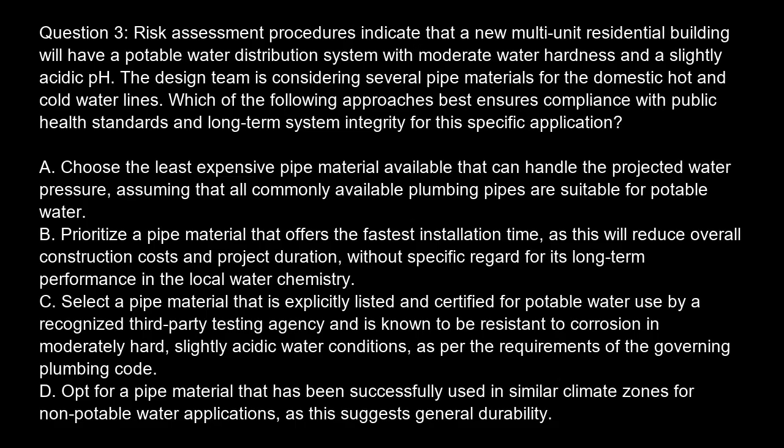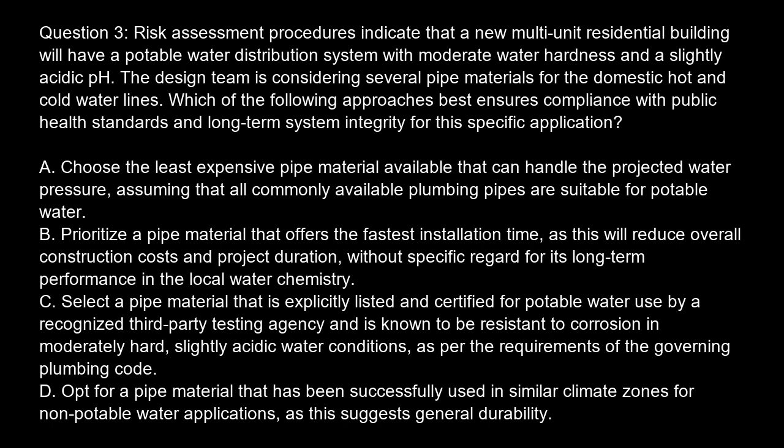Question 3. Risk assessment procedures indicate that a new multi-unit residential building will have a potable water distribution system with moderate water hardness and a slightly acidic pH. The design team is considering several pipe materials for the domestic hot and cold water lines. Which of the following approaches best ensures compliance with public health standards and long-term system integrity for this specific application?